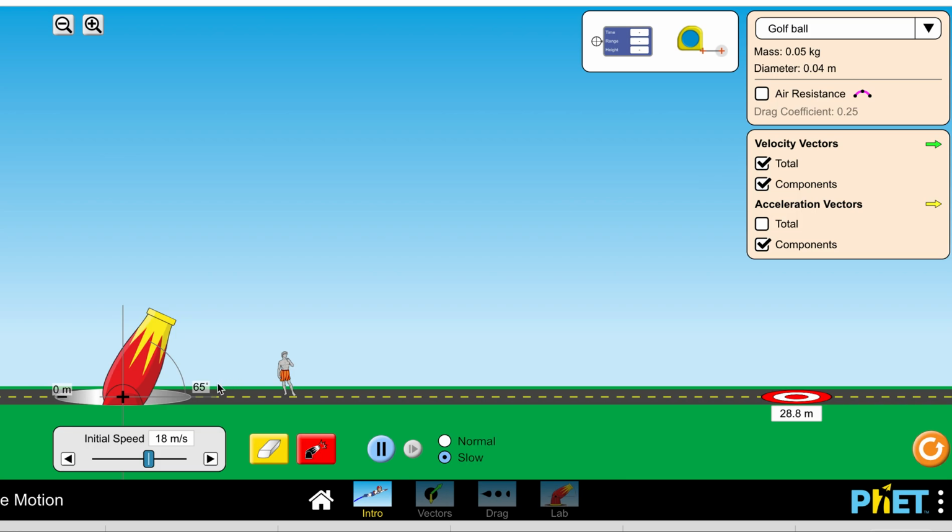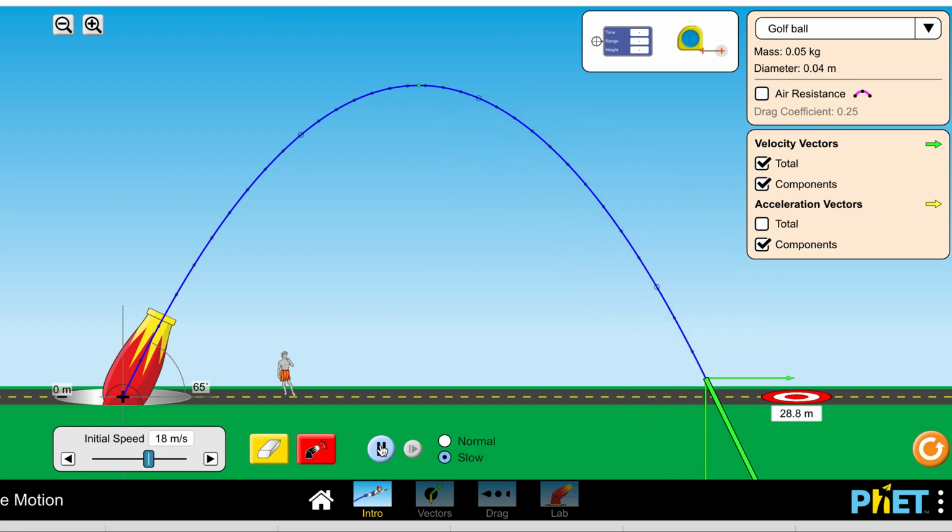So here's just a 65-degree angle cannon shooting at 18 meters per second. You can see it here if we fire it. I like the way they put the combination vectors. If I pause it somewhere, you can see that the horizontal component is always the same, and then the vertical component changes as it goes up and comes down. And we'll just let it keep playing. And there it is at the end. Okay, so that's the projectile going at 65 degrees.